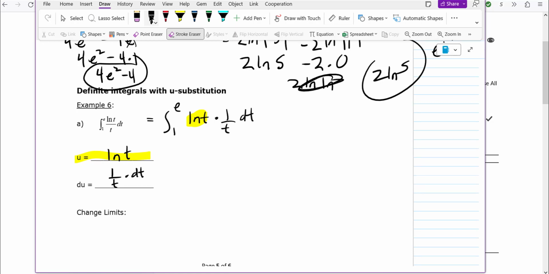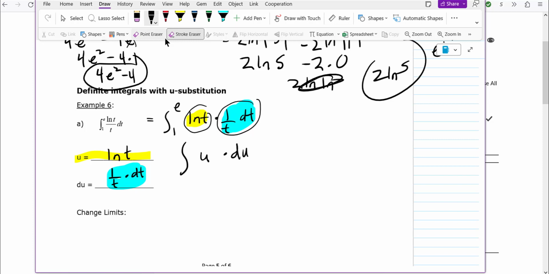Okay, that's notational there. And what happens, this is the easiest type of u substitution there is, because everything's accounted for. We looked at one, I think, last week, before we actually did that test, of how to do that. So now this goes like this. What do I replace ln t with? U. What do I replace 1 over t dt with?